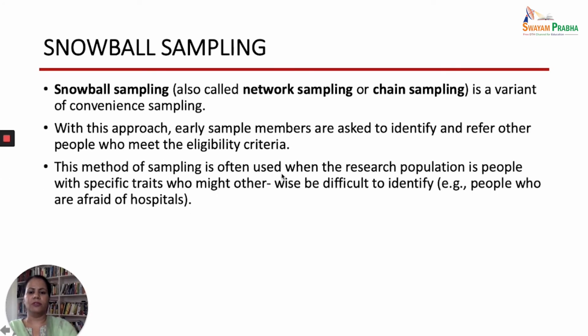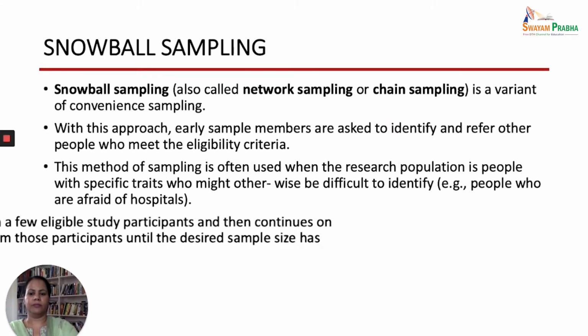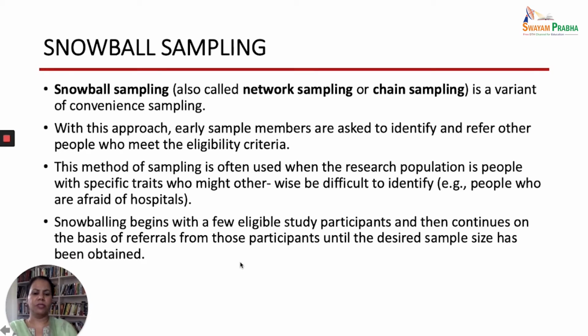This method of sampling is often used when the research population is people with specific traits who might otherwise be difficult to identify. For example, people who are afraid of hospitals. You can ask one person and then that person can refer you to another person whom he knows. So snowball sampling starts with a few eligible study participants and then continues on the basis of referrals from those participants until the desired sample size has been obtained. So we will continue to go to another subject who has been referred by the earlier subject till the desired sample size has been obtained.